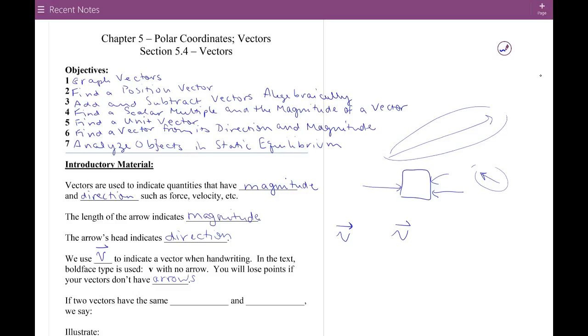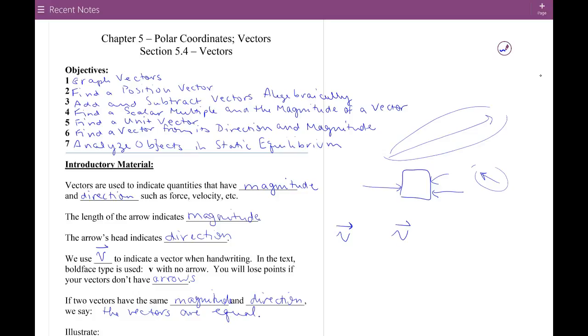If two vectors have the same magnitude and direction, we say the vectors are equal.